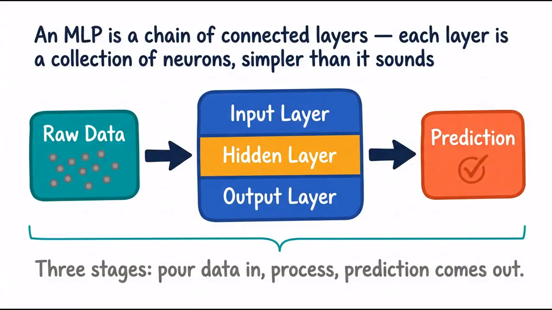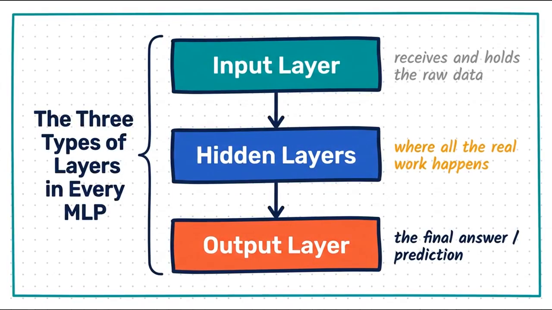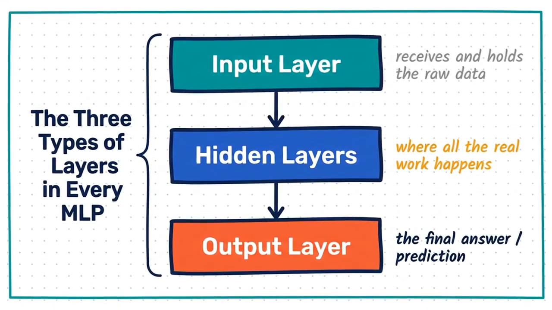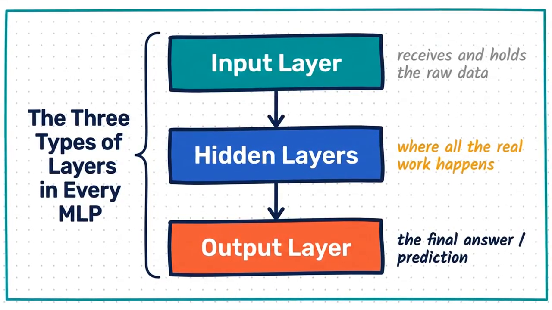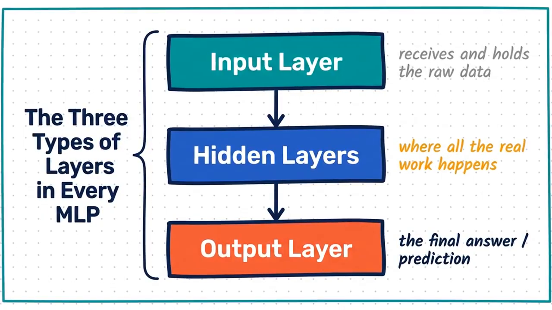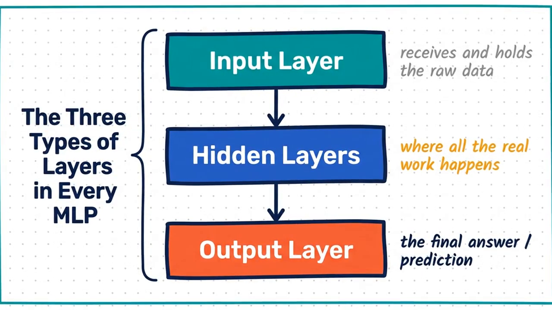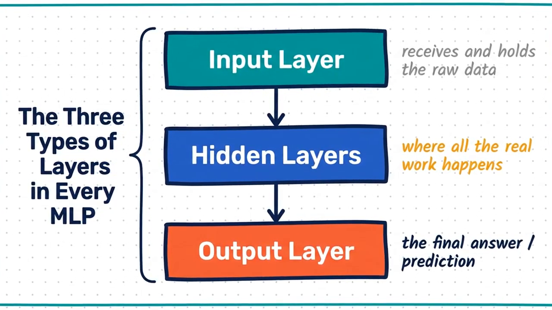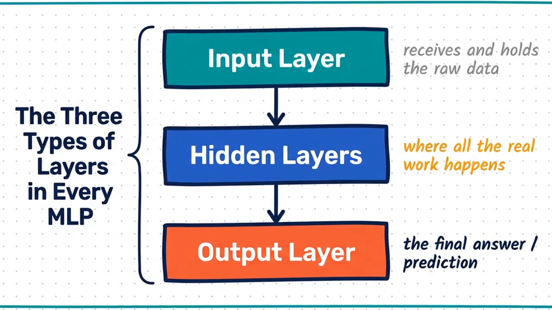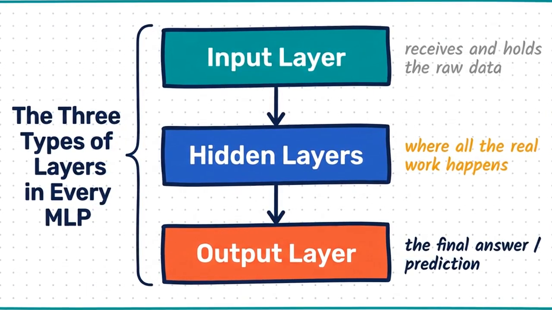An MLP is a chain of connected layers, and each layer is a collection of simple computing units called neurons. The idea is far simpler than the name suggests. Think of the MLP as a pipeline with 3 stages. You pour raw data in at one end, some processing happens in the middle, and a prediction comes out the other end. Those 3 stages map directly to the 3 types of layers every MLP has: the input layer, the hidden layers, and the output layer.